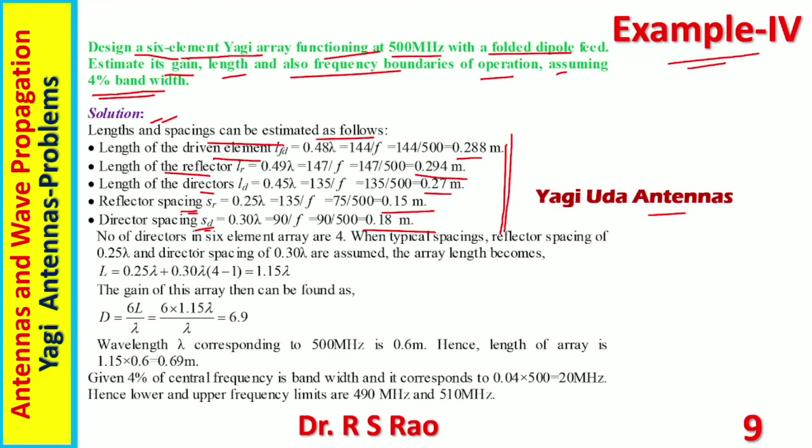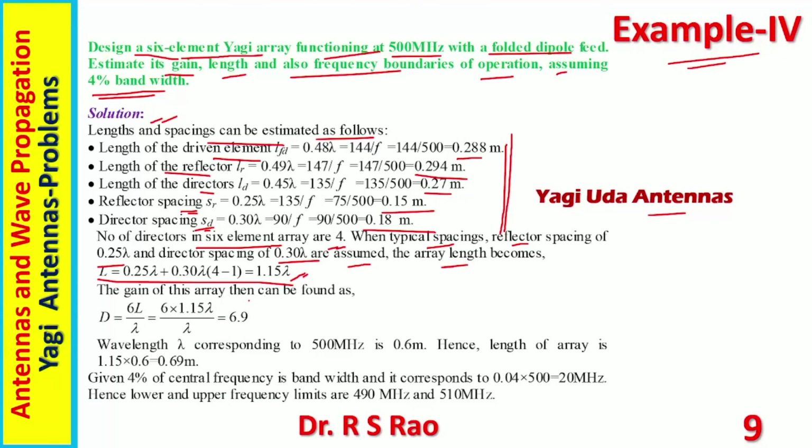Number of directors in the 6-element array is 4. When typical spacings of reflector spacing of 0.25 lambda and director spacing of 0.30 lambda are assumed, array length becomes this one. This formula we have used already. So from physical considerations, length becomes 1.15 lambda.